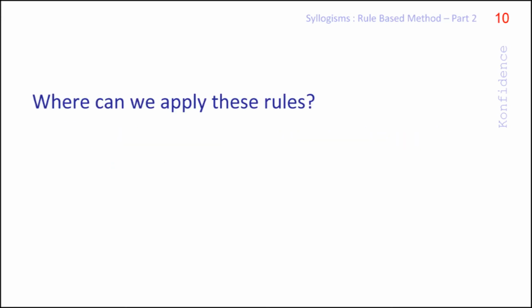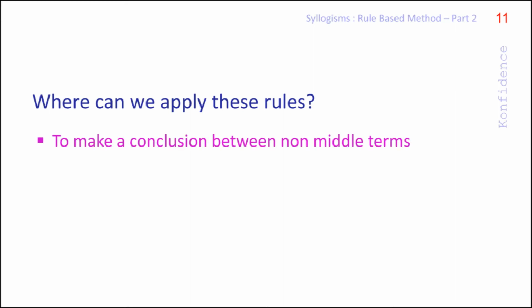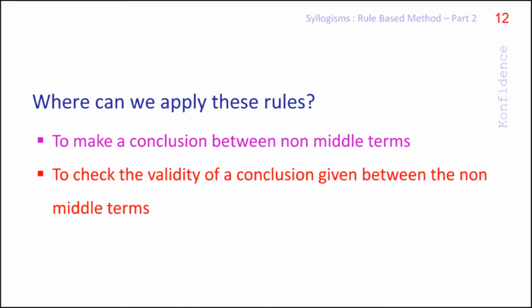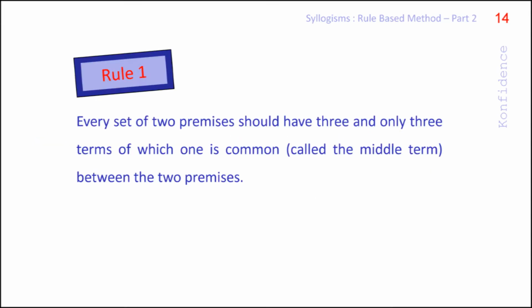First and foremost, you should understand that these rules cannot be applied everywhere. These rules can be applied only in cases where we try to make a conclusion between non-middle terms or to check the validity of a conclusion given between non-middle terms. Rule 1. Every set of 2 premises should have 3 and only 3 terms of which one is common, called the middle term, between the 2 premises. These rules are applicable only in such cases.